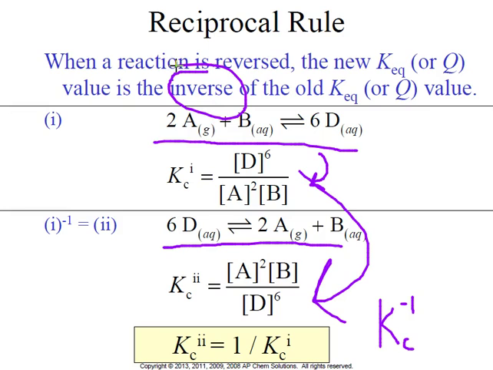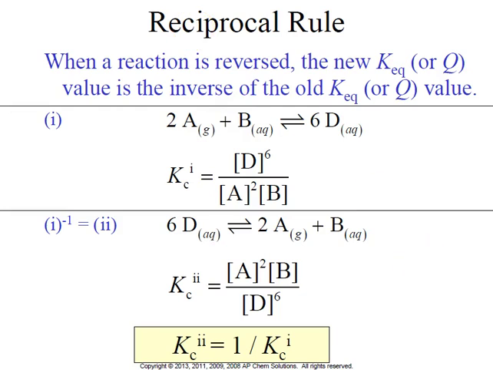It is not your old K negative. Okay, so that's a common mistake. Like if your old K was 0.0025 and you flip it, your new K is not negative 0.0025. Okay, it's 1 divided by 0.0025, or 0.0025 to the negative 1 power. The reciprocal. So if you flip the reaction, your K value is the reciprocal of your old K value.